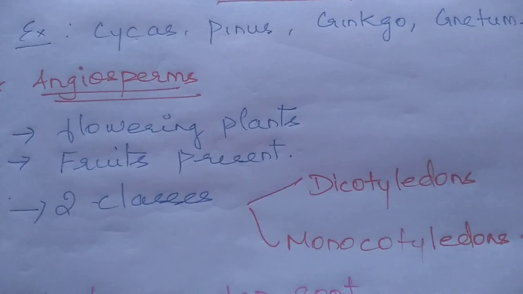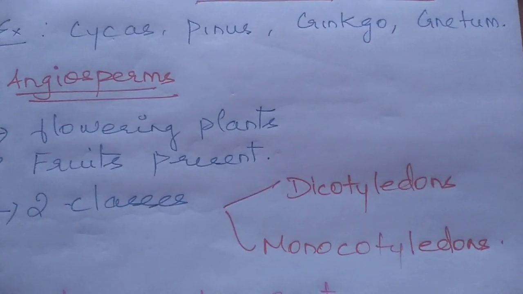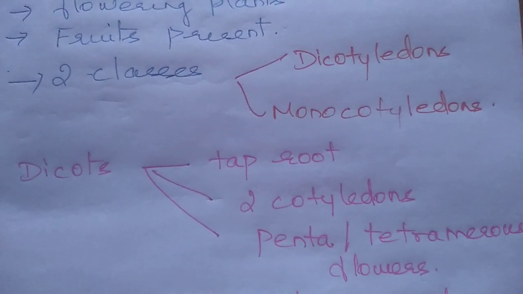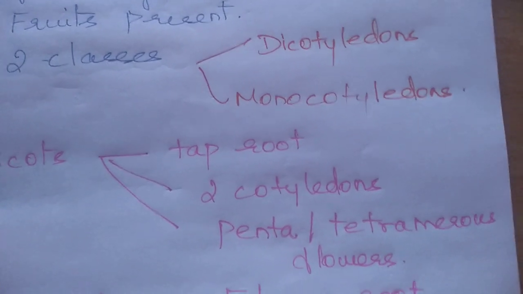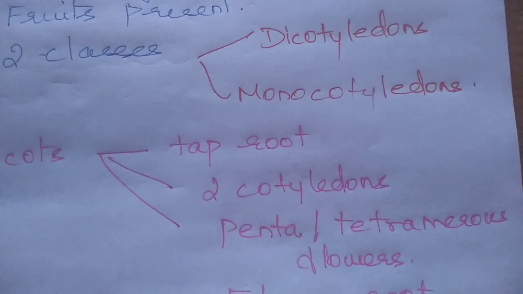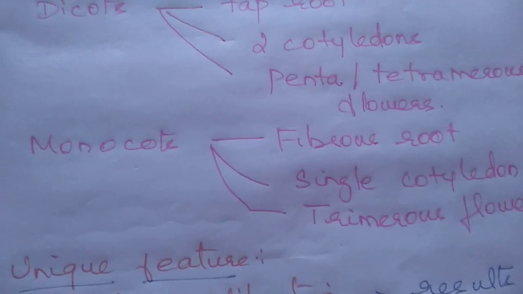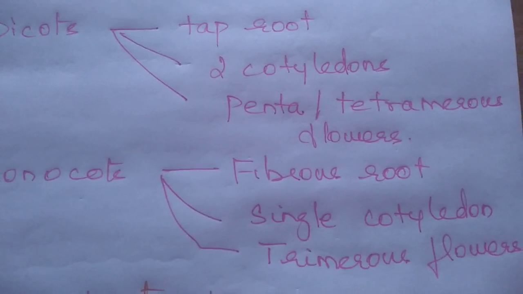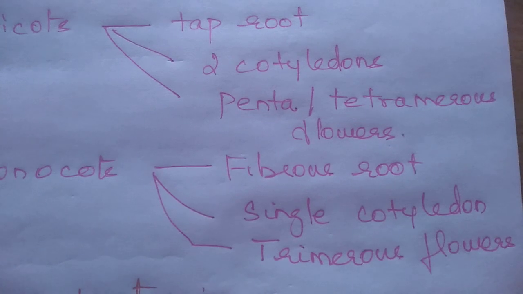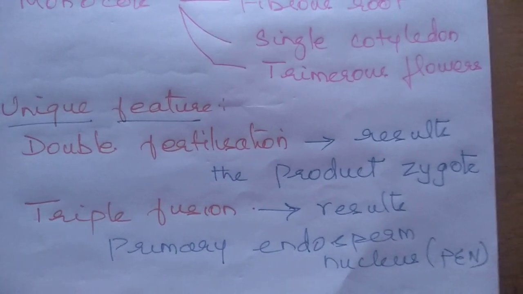And the last division is angiosperms. They are flowering plants and fruits are present here. It is divided into two main classes, dicotyledons and monocotyledons, as you all know. Dicots have a taproot system, two cotyledons, and pentamerous or tetramerous flowers, that is, the number of petals may be 5 or 4. The next one is monocots. They have fibrous roots, a single cotyledon and trimerous flowers, that is, the number of petals is 3.